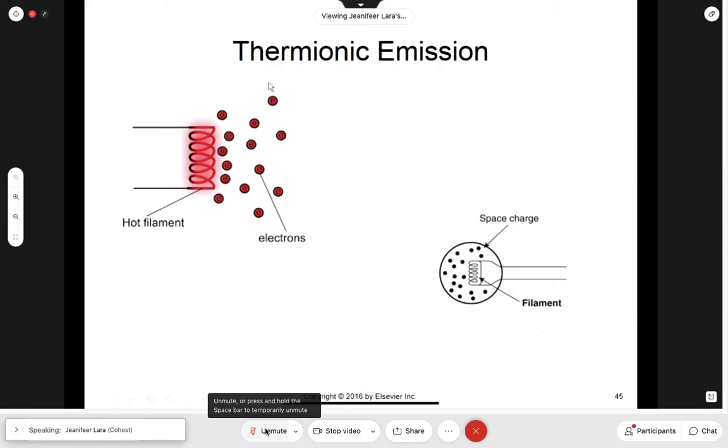Thermionic emission is the process where electricity has been applied to create heat, and heat has now boiled off these electrons. So now we have a free source of electrons, and they still hold a negative charge.